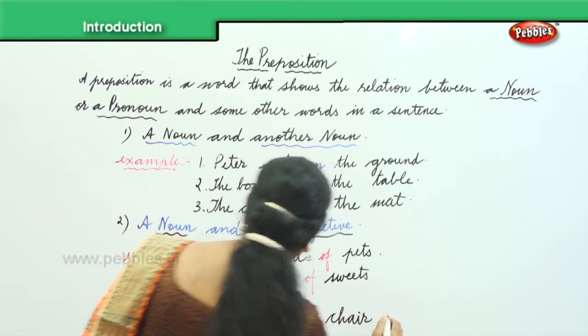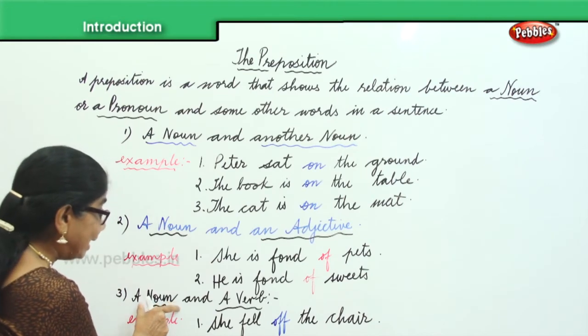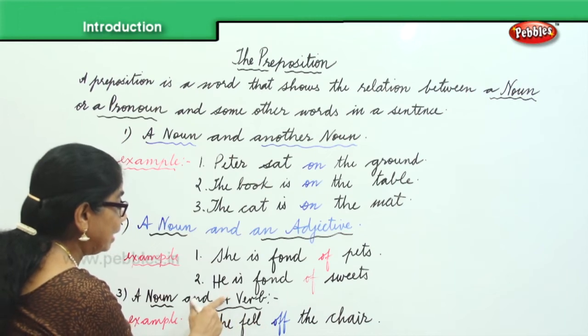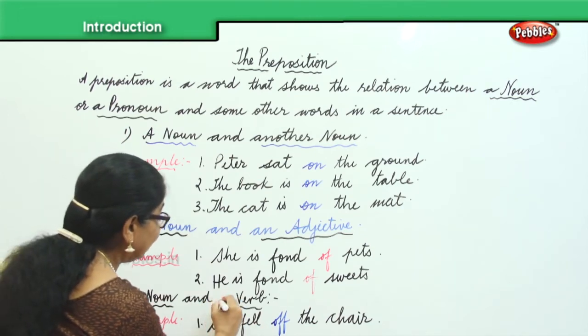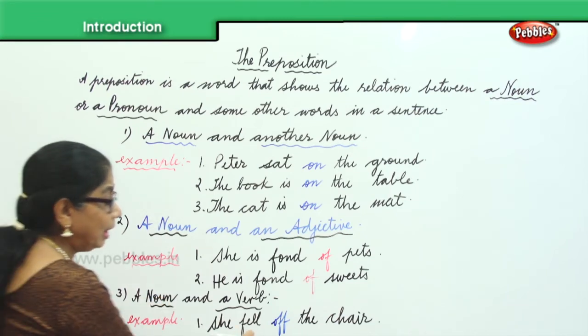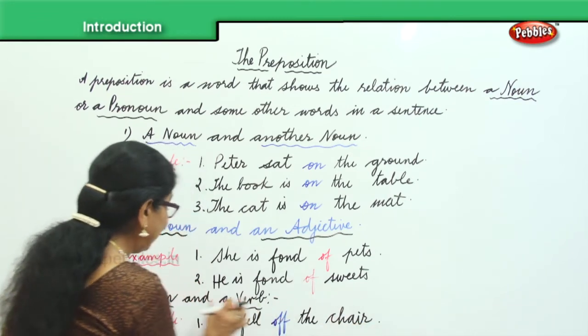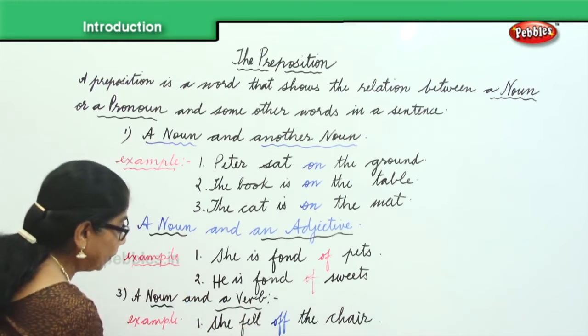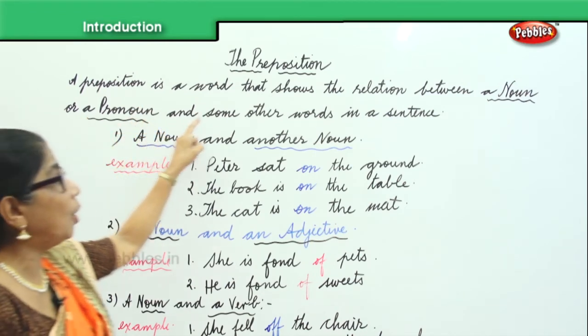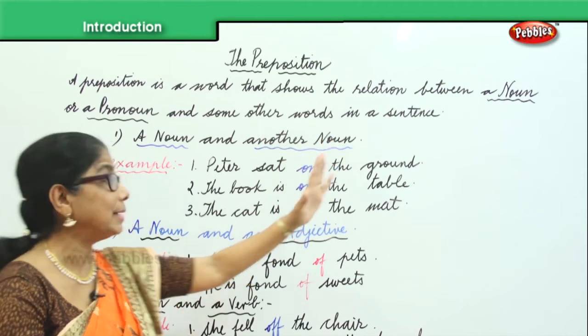Now what are we talking about? It shows relation between a noun, the chair, and the verb fell. It shows the relation between a noun and a verb. She fell off the chair. Chair, noun, fell, verb. Look at the three different types of sentences we have. What is a preposition? A preposition is a word that shows relation between a noun and a pronoun and some other words in a sentence.